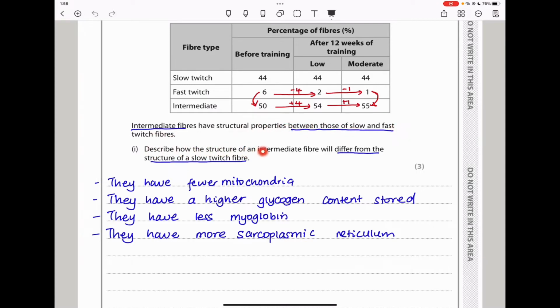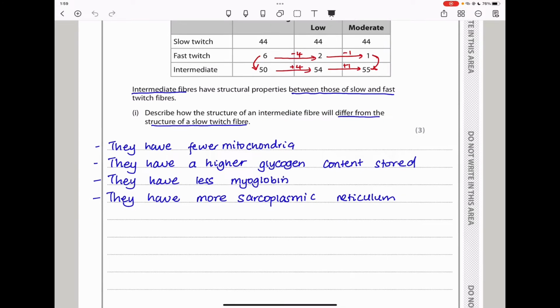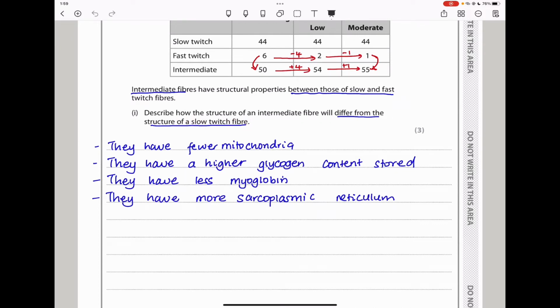So let's continue. They say intermediate fibers have structural properties between those of slow and fast twitch fibers. Describe how the structure of an intermediate fiber will differ from the structure of a slow twitch fiber. Remember, slow twitch fibers are for endurance, so they will have more mitochondria, a lot of myoglobin, and so on. So it means intermediate fibers will have fewer mitochondria in comparison to slow twitch, and then they will have a higher glycogen content store, and then they will have less myoglobin as well as more sarcoplasmic reticulum. So if you had written 3 of these, you get your 3 marks. I think that's it. Let's continue to the next part.